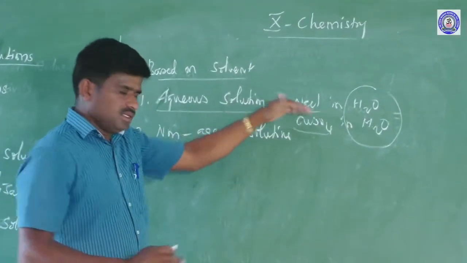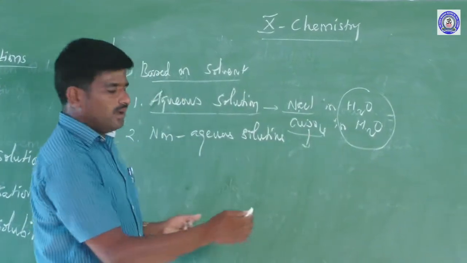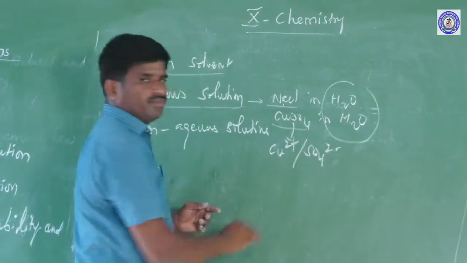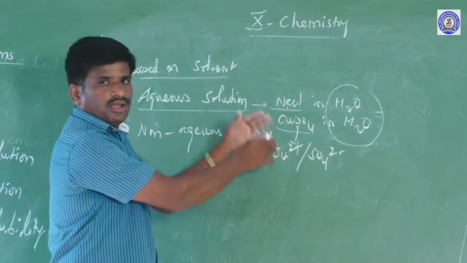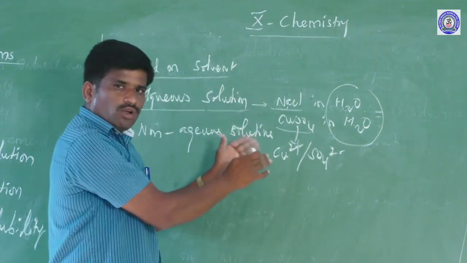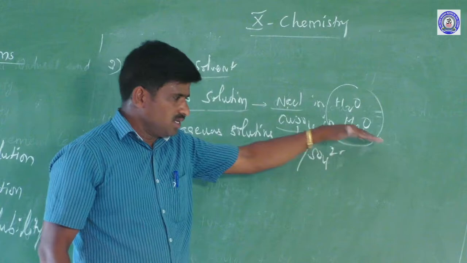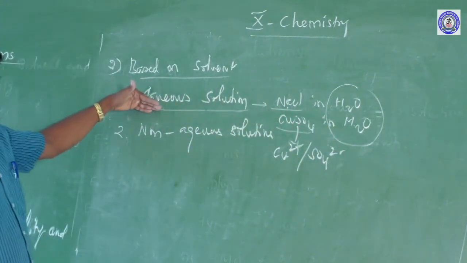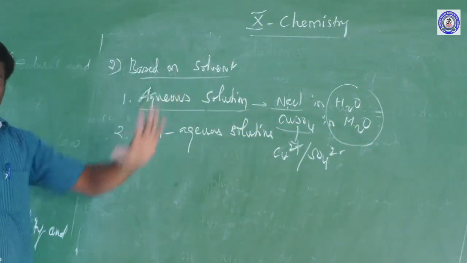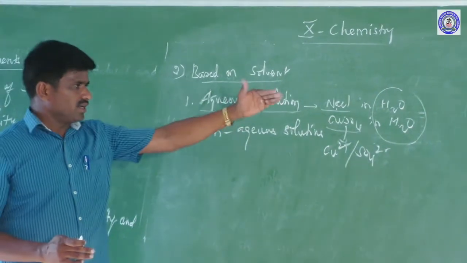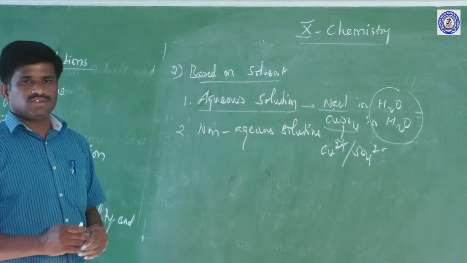Copper sulfate can form ions, that is Cu2+ and SO4 2-. That's why this is also an ionic compound, that is a polar compound. So that polar compound dissolves in water. Such solutions are called aqueous solutions. Whatever solution is made by use of water, such solutions are called aqueous solutions.